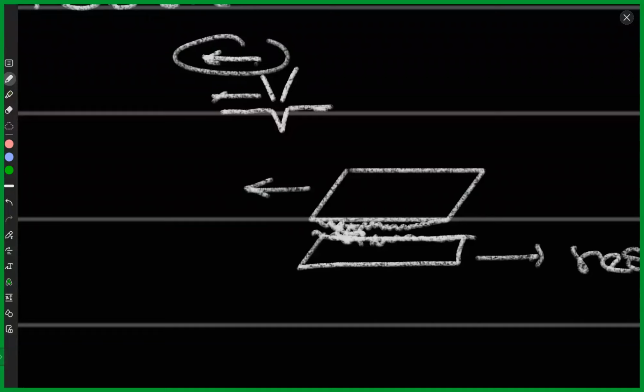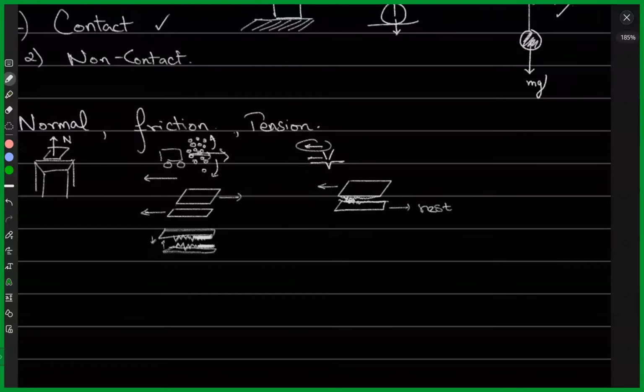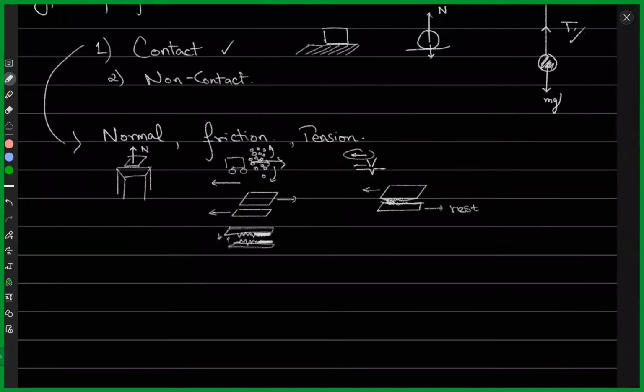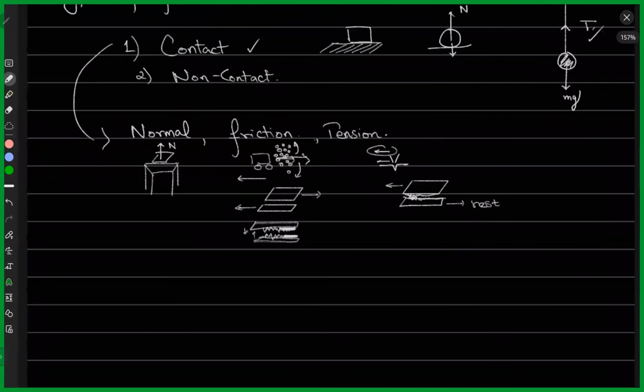So friction always opposes the direction of motion between the surfaces which are in contact. So in this case, the surfaces were these two surfaces.